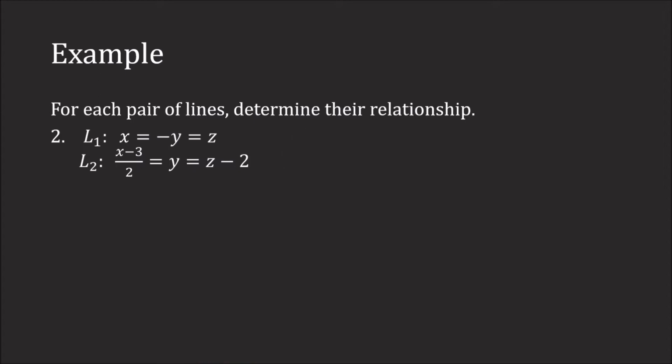So now what about these two lines? So again, we're going to need direction vectors. So the first direction vector is (1, -1, 1). The second direction vector is (2, 1, 1). Well, they're not parallel.